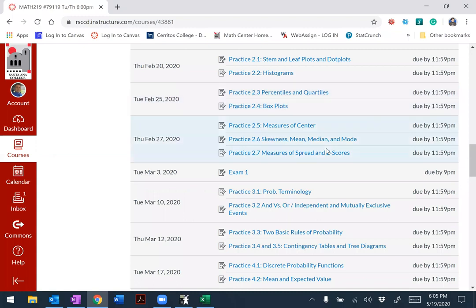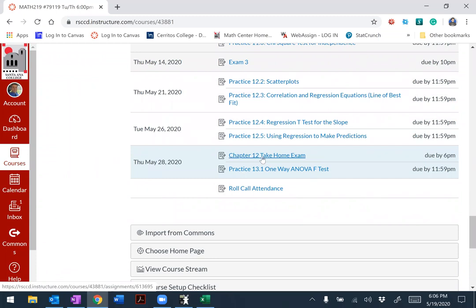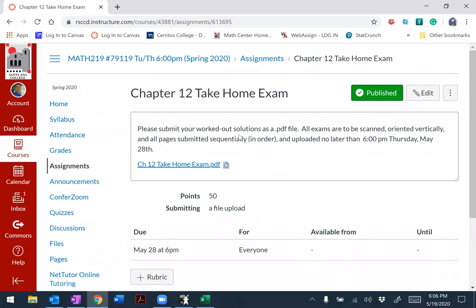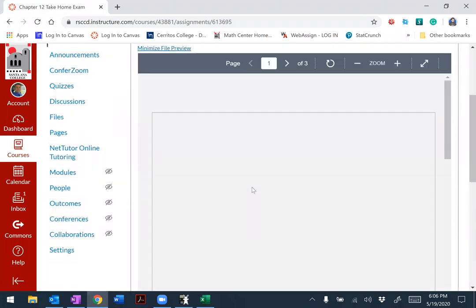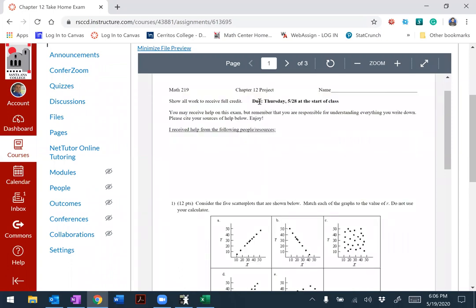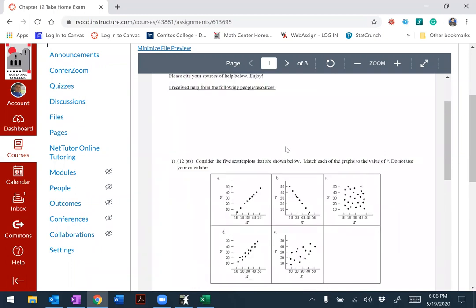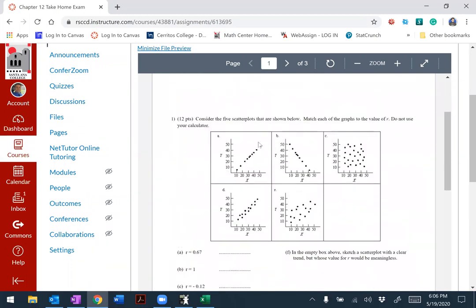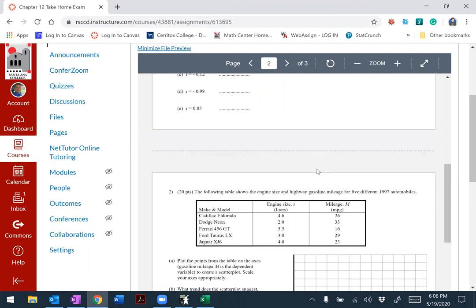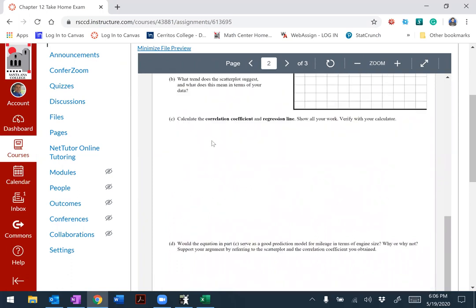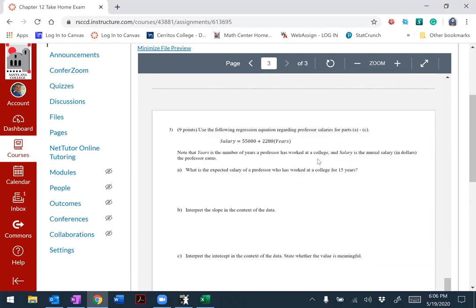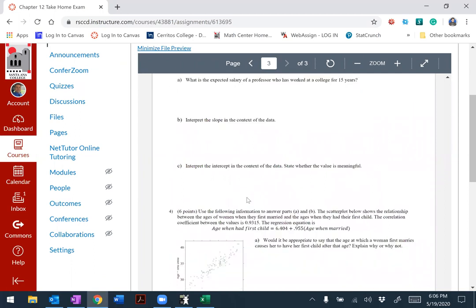If we go down to chapter 12 here, it says take home exam. I click on that, and it says, please submit your worked out solutions as a PDF file. Here's the file itself. It's due Thursday at the start of class. Here are the questions and some graphs, and calculate the correlation coefficient and the regression line, and then that's about it.